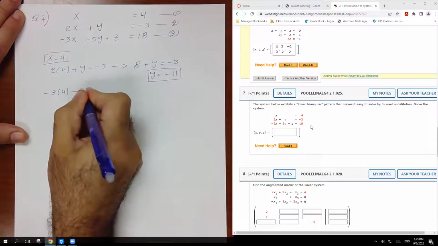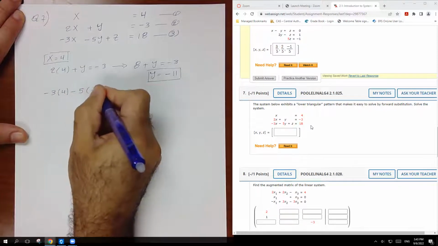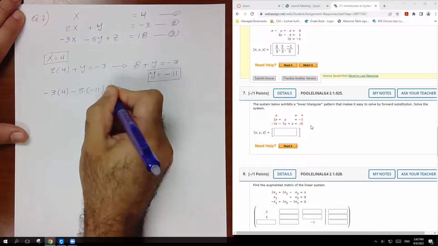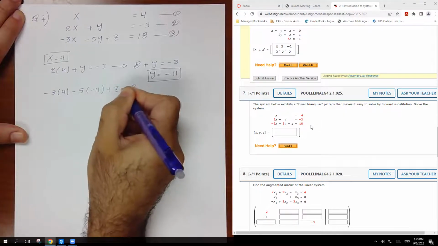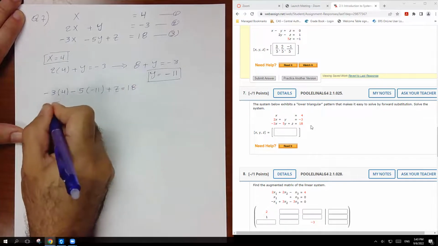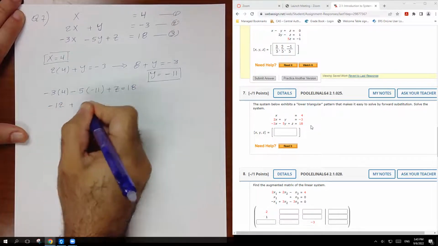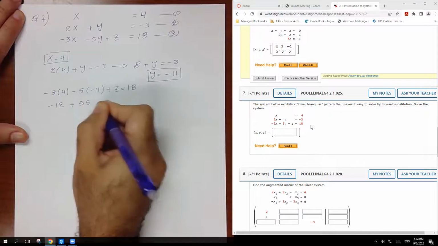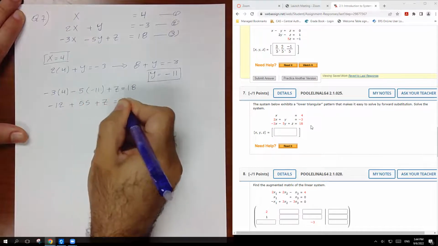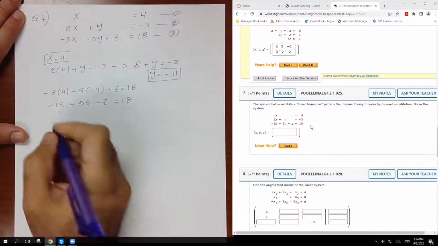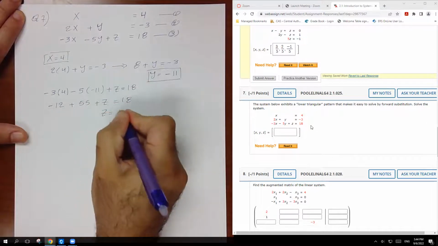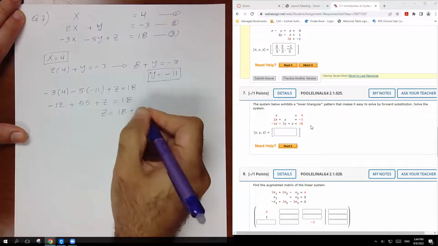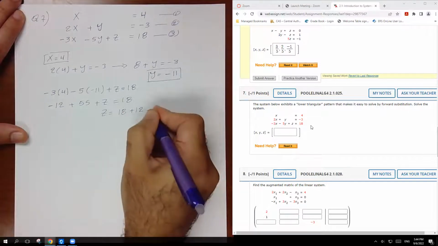Minus 5y is negative 11, plus z is going to be equal to 18. Simplify this one, so it's going to be negative 12 plus 55 plus z is going to be equal to 18. Move these two to the other side. That means z is going to be equal to 18 plus 12 minus 55.